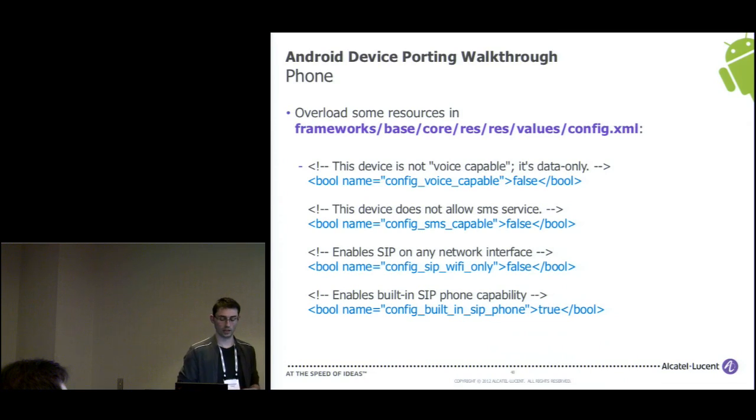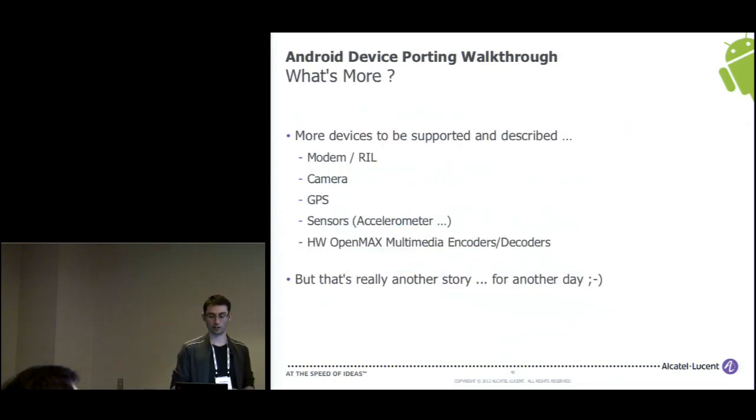And by opposition, what we want to do, because this is an IP phone, is that we want SIP support. So this once again, the setting name is config SIP Wi-Fi only. So once again, we say that for Google and Android standpoints, voice over IP is Wi-Fi, because anything else from Wi-Fi doesn't exist from Google's standpoint. And we also want to enable some more settings about the SIP.